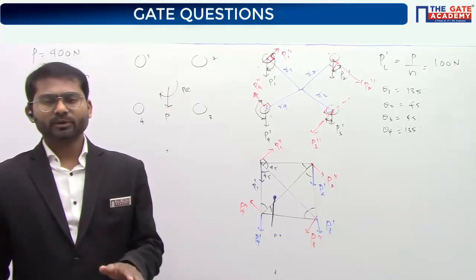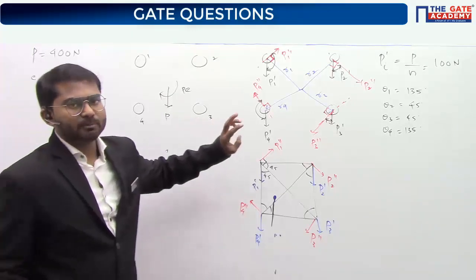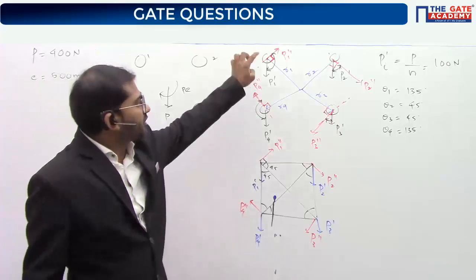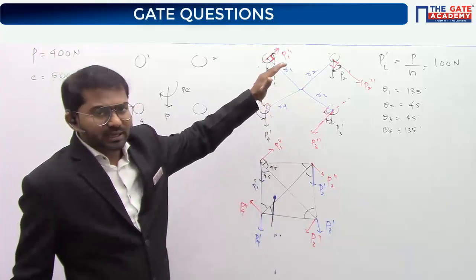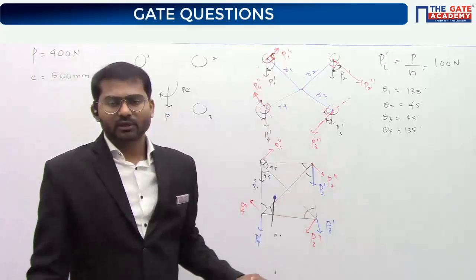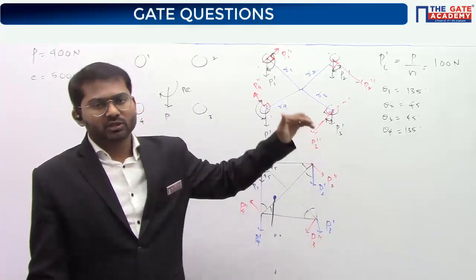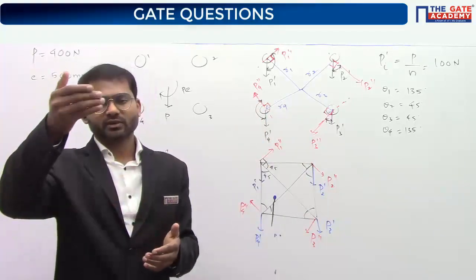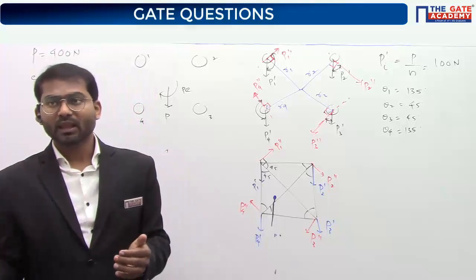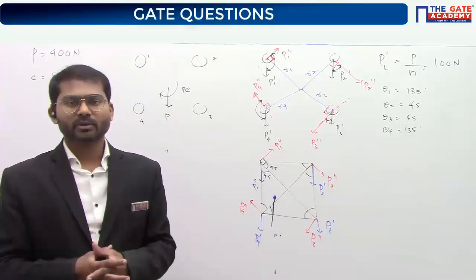Ideally speaking, what you should be doing is you should get the value of P net, that is the net force for the first rivet, second rivet, third rivet, fourth rivet. So you should do the calculation for each and every rivet. You should get the 4 values, and out of those 4, whichever is the highest value should be given as the answer. But that is a very time consuming process.